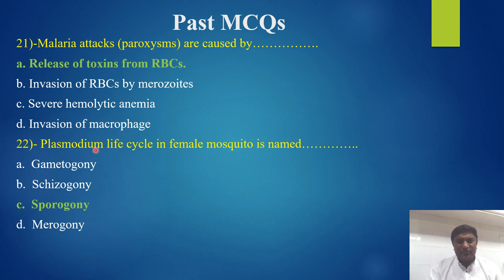Next is the Plasmodium life cycle in female mosquitoes is named as dash. Gametogony, schizogony, sporogony, merogony. So sporogony is the best answer.